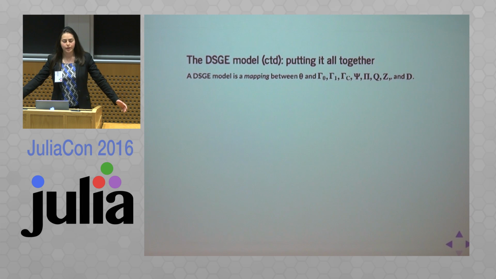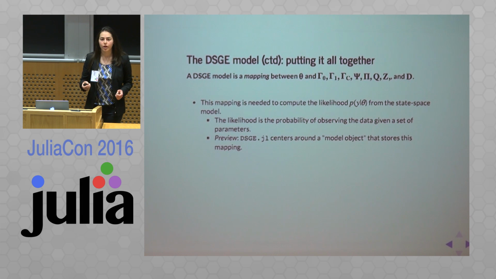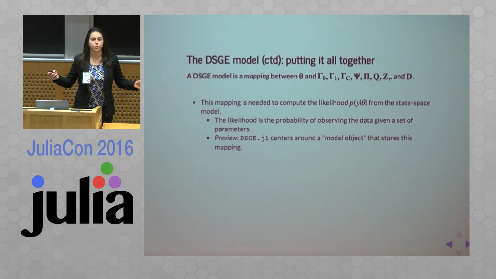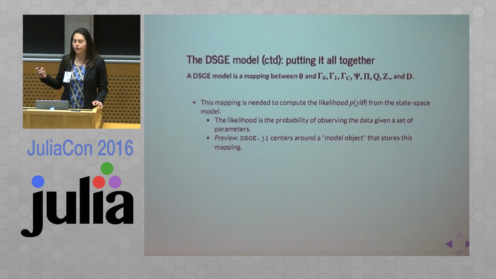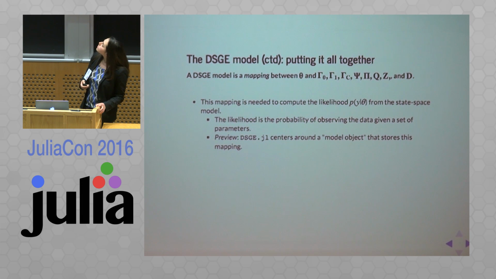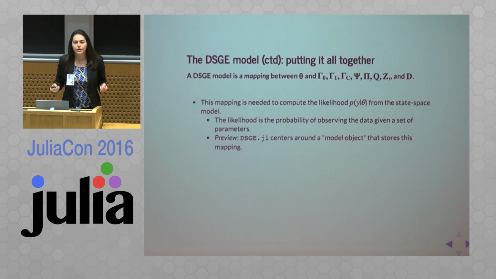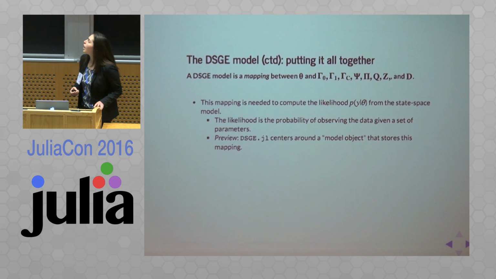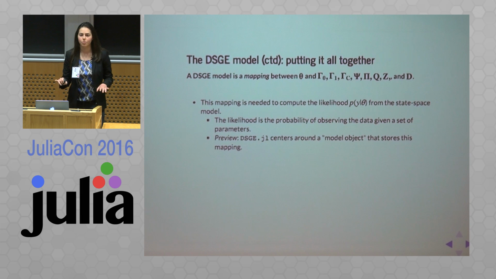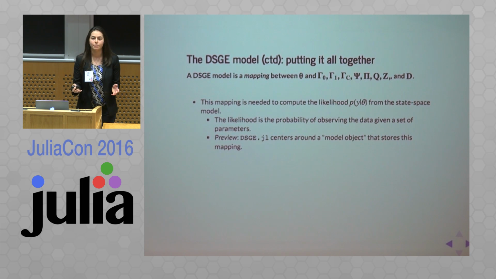So altogether, what is a DSGE model? It's simply a mapping from the parameters theta to all of those matrices that we use to define all of those equations. And if you remember, all of those matrices depended on theta. So we need this mapping in order to compute the likelihood of observing the data that we've observed given some vector of parameters theta. So a little bit of a preview. I haven't talked about the implementation of the model yet, but DSGE.jl centers around a model object. And basically, the whole purpose of the model object is to store this mapping.